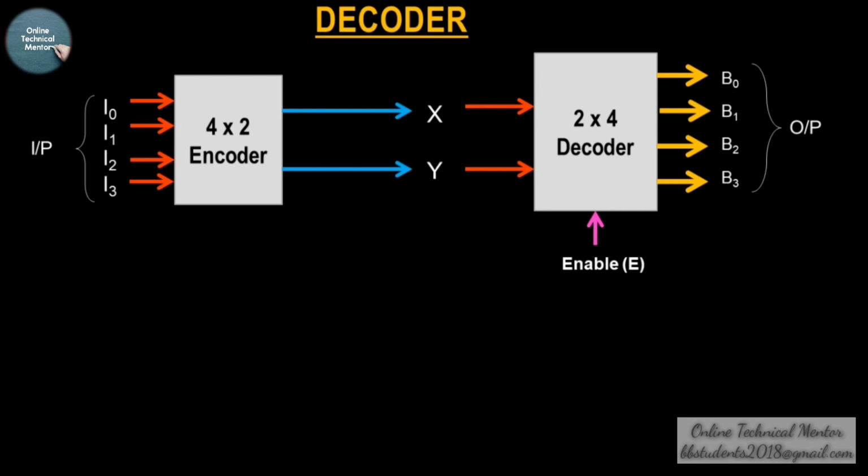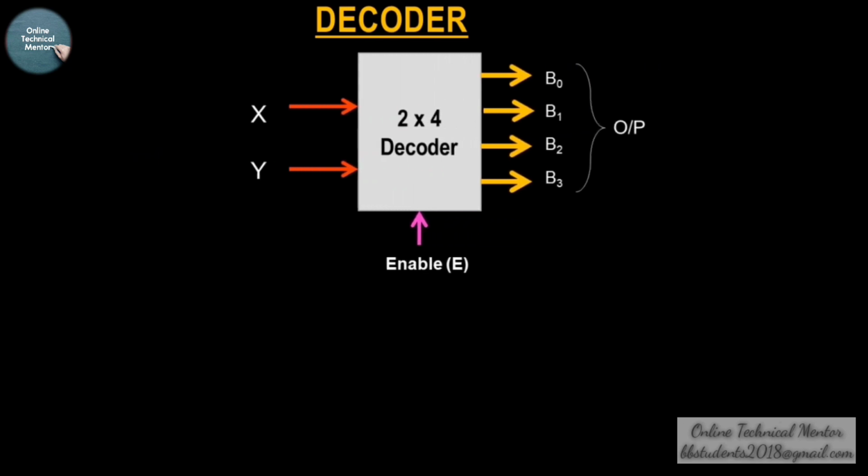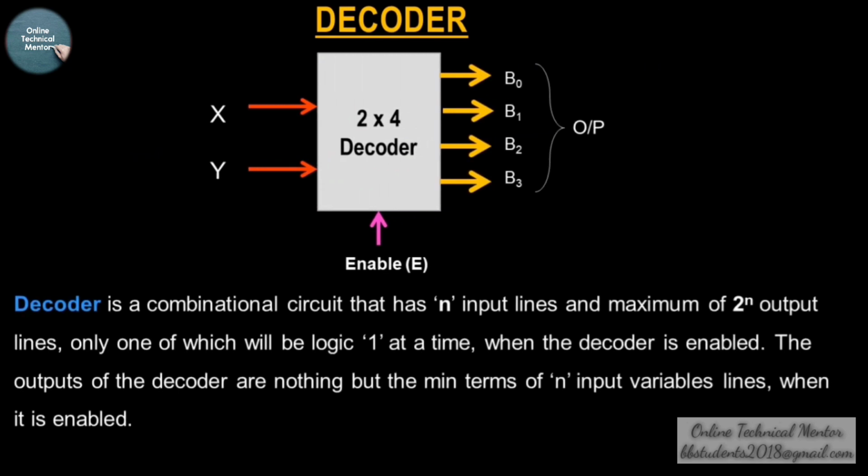Here I will only concentrate on the decoder circuit only. So now come to the definition of decoder. So decoder is a combinational circuit that has n input lines and maximum of 2 to the power n output lines, only one of which will be logic 1 at a time. When the decoder is enabled, the outputs of the decoder are nothing but the minterms of the n input variable lines.